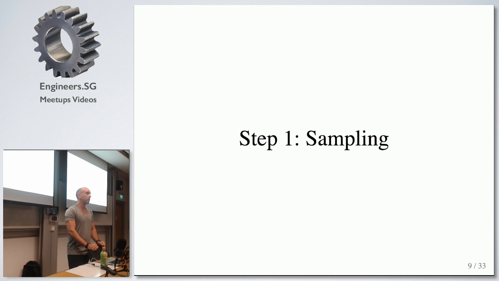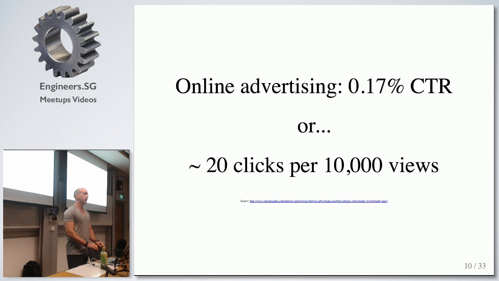So one of my favorite steps is just ignore some of your data, or as statisticians call it, sampling. So just ignore some stuff. The classic case of this, there are many, many cases. If you have terabytes and terabytes of log data, like, for example, clicks and views for online advertising.